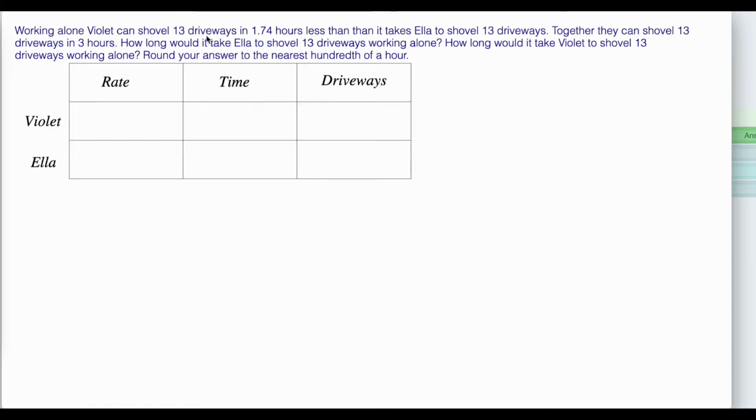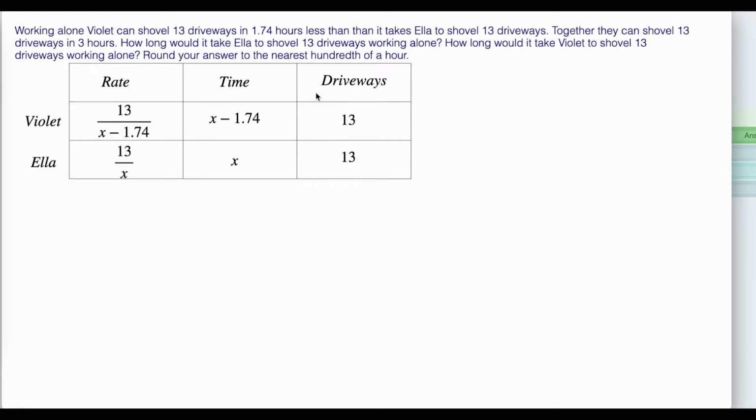Violet can shovel the 13 driveways in 1.74 hours less than it takes Ella to shovel the 13 driveways. Violet's amount of time is compared to Ella's amount of time. Ella's time is x. Violet takes 1.74 hours less than Ella, so x take away 1.74. The rate is Violet can shovel 13 driveways in that amount of time, in x minus 1.74. Ella can shovel 13 driveways in x, in her amount of time. The number of driveways that we're talking about is 13.